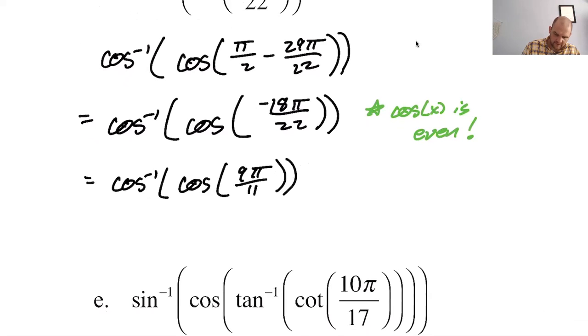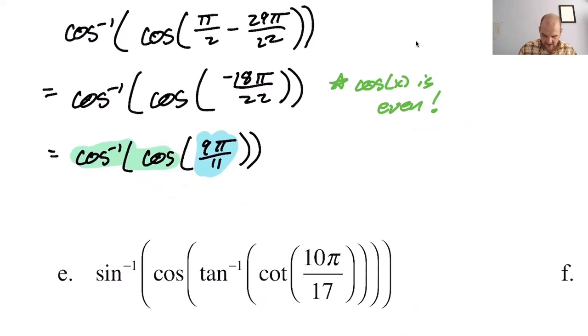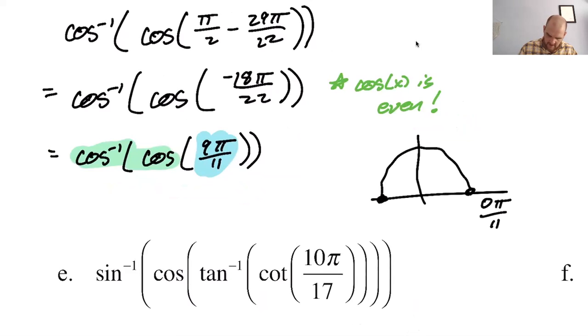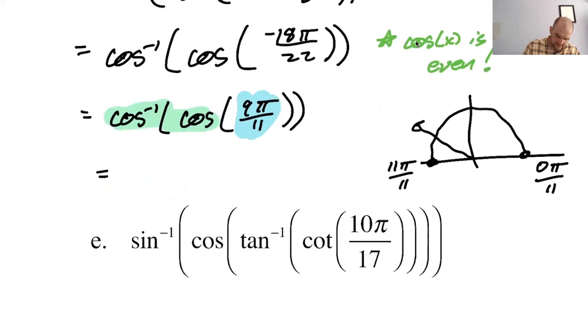So now we've got the cosine inverse of the cosine. So that's good. The question we need to answer is, is this in the range of inverse cosine? Because if it is, it's the answer. If it's not, then we've got to do more work. So this would be 0 pi over 11, and this would be 11 pi over 11, because pi, and 9 pi over 11 is definitely in there, which means it is the answer.